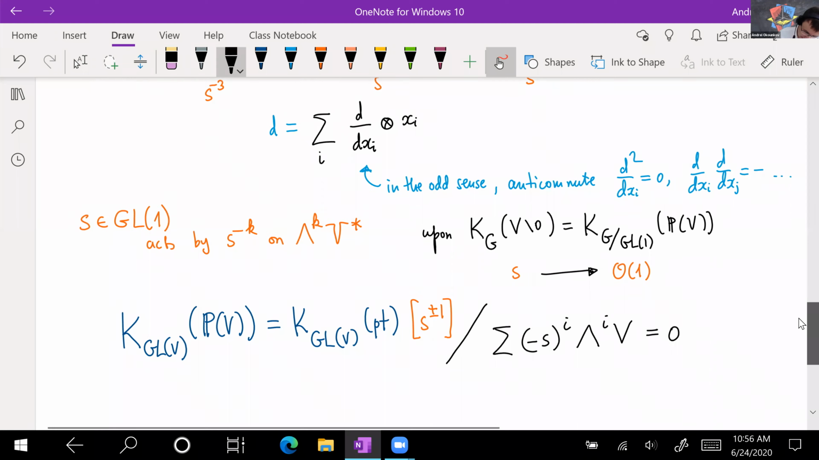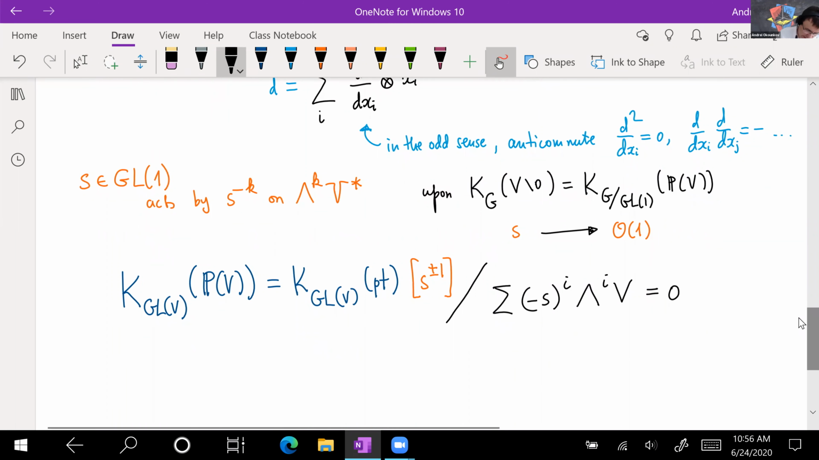But let's see what the computation says. So what is this in coordinates? Maybe let's talk about it in coordinates. What is it? This is the representation ring.